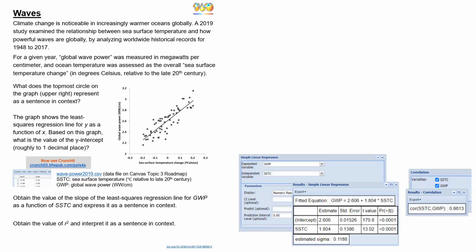Another thing that we learned from this value is that if we square it, we obtain the value r squared, which in this case is 0.74, then this value r squared tells us how much of the variability of the y variable can be accounted for by this regression model. So that means in this case, we can see that global wave power varies a lot from year to year, from a low of about 2.2 megawatt per centimeter to a high of about 3.2 megawatt per centimeter, and lots of variation overall. But if we express global wave power as a function of sea surface temperature change, then the amount of variability around that regression line, so all those residuals, is much smaller. And what R squared tells us is by how much have we been able to reduce all that unexplained variability. In this case, that's 74%.